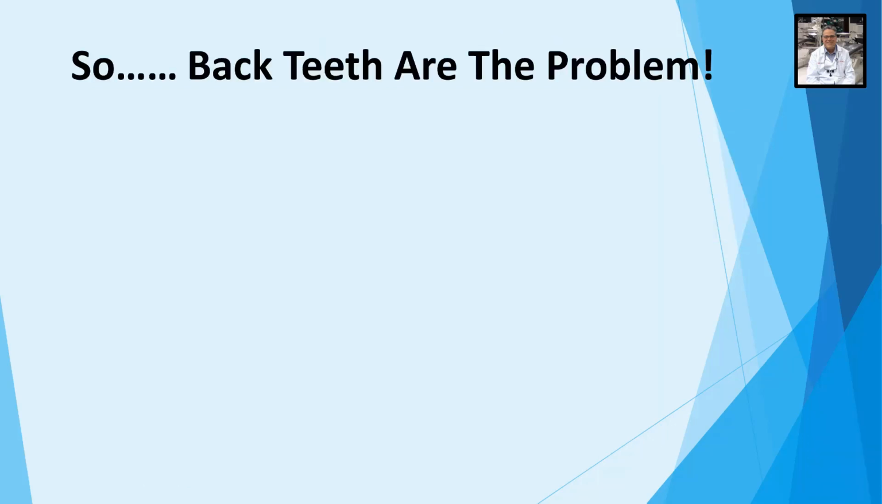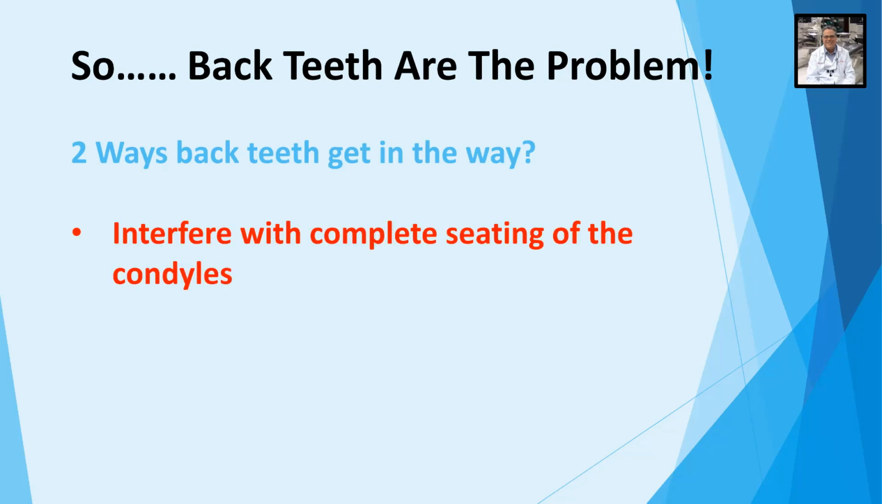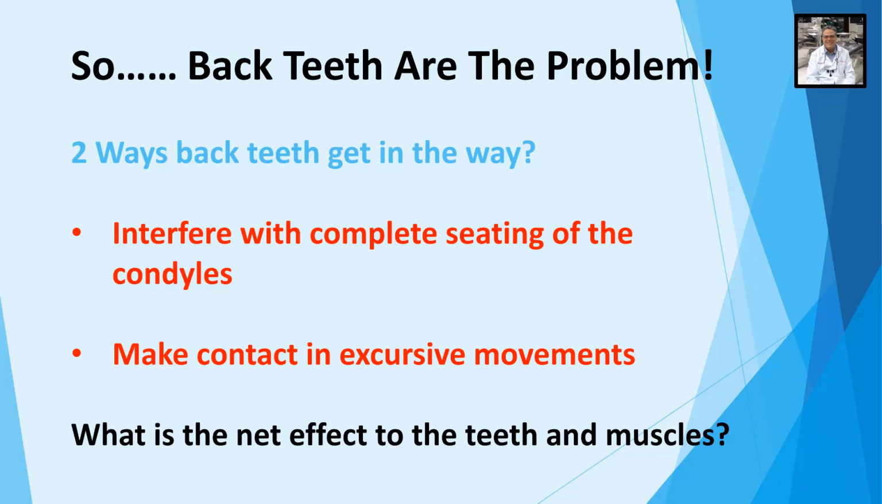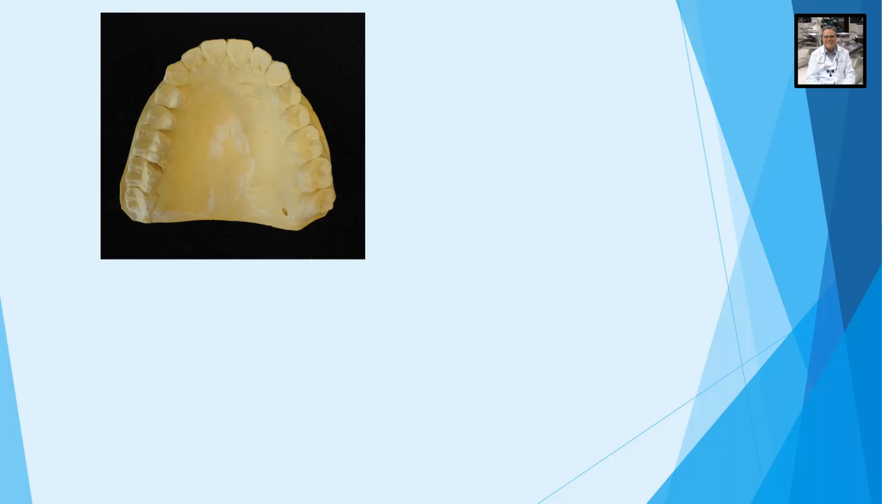So, back teeth really are the problem. And they get in the way two different ways, as I said. They interfere with the complete seating of the condyles, or they make contact in excursion movements. What's the net effect of the teeth and the muscles if this possibility is there? Well, it could be that destruction occurs.